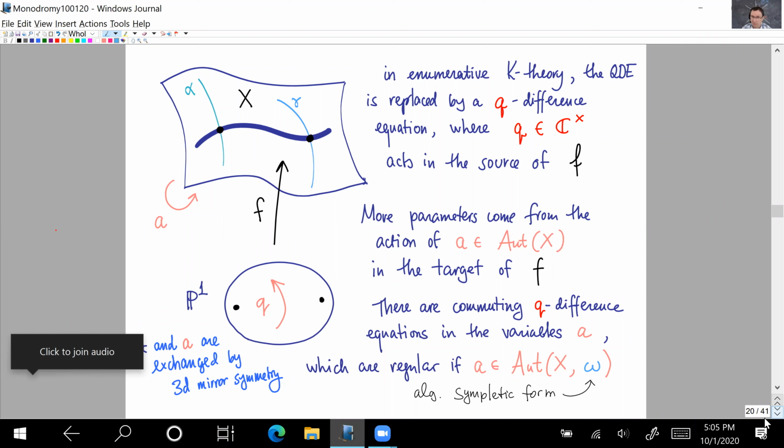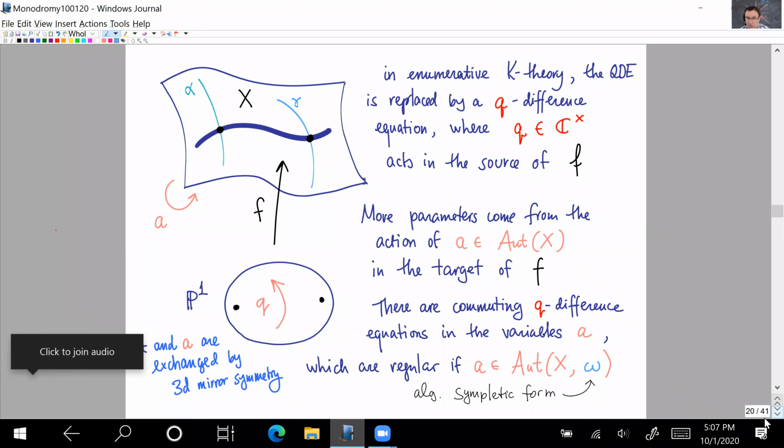And you get the Q difference equation in the variables that I explained, but also you get it in other variables. And what are the other variables? You can study your moduli of maps with respect to the action not only by the automorphisms of the domain, but also of the target. So if you have some automorphisms of the target, they will act on moduli of maps, and if you set up the enumerative theory coherently, it will all be fine. You also get commuting difference equations in those variables.